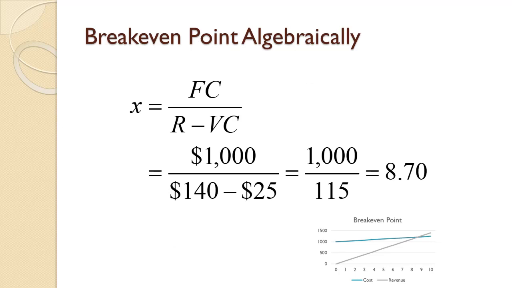Plugging in $1,000 for the fixed cost, $140 for the revenue per unit, and $25 for the variable cost per unit, and performing the math gives us a break-even point of 8.70, which is exactly what the chart showed us earlier.